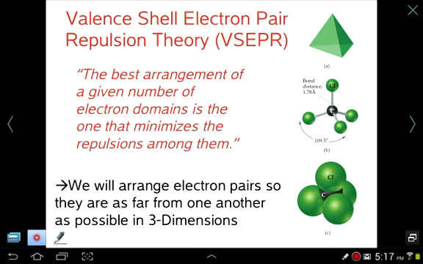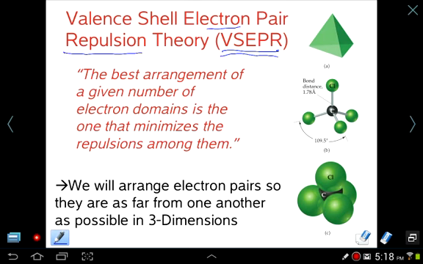And the theory that will allow us to predict the shape of molecules will be something called VSEPR. From here it looks like it's pronounced one way, but don't let your friends pronounce it that way. Make sure VSEPR is the way we call it in the business. And again, this means the valence shell electron pair repulsion theory. So it's all about the electron pairs repelling one another.